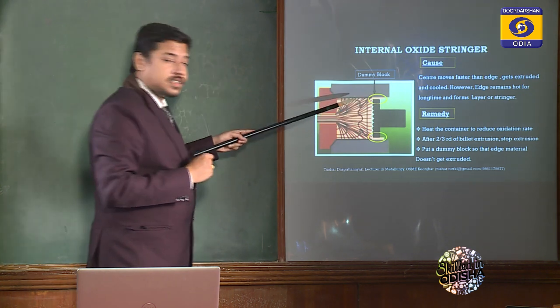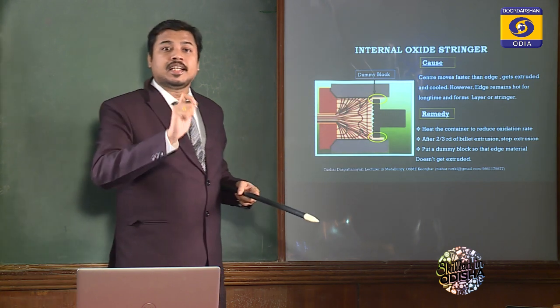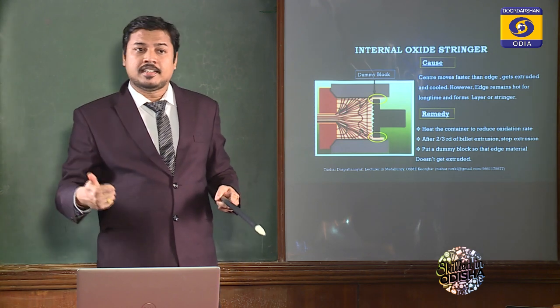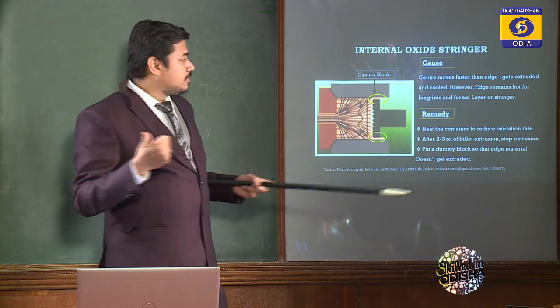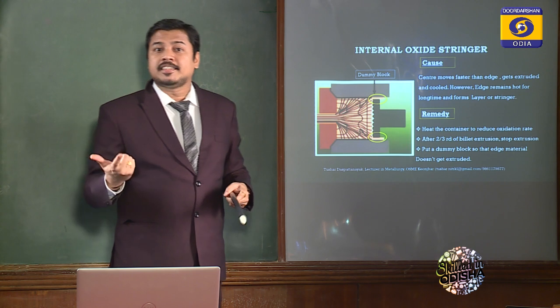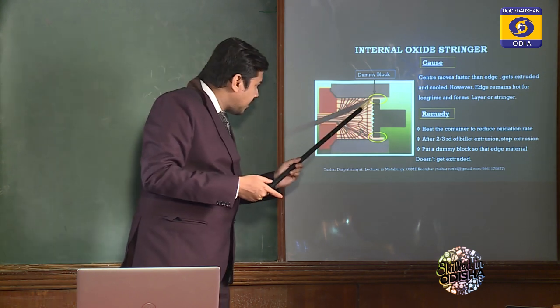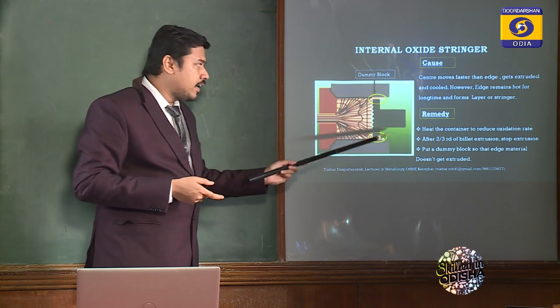If you apply the force, these edge materials don't get extruded. If the edge material doesn't get extruded, there is no chance of formation of oxide stringer. So this is the advanced way to put a dummy block and do extrusion.